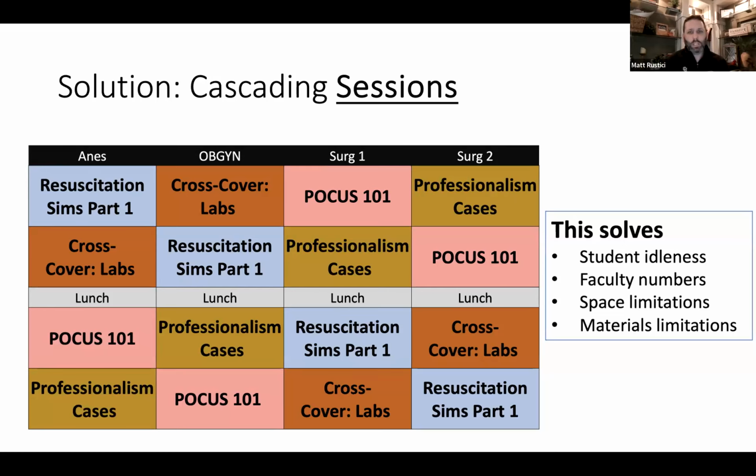It helps us with space limitations, so we only have 4 sim rooms. But then there's materials, so POCUS being some of those, but also procedural skills. We only have so many mannequins that we can use at any one time, and it divides that over multiple sessions. So this is great.